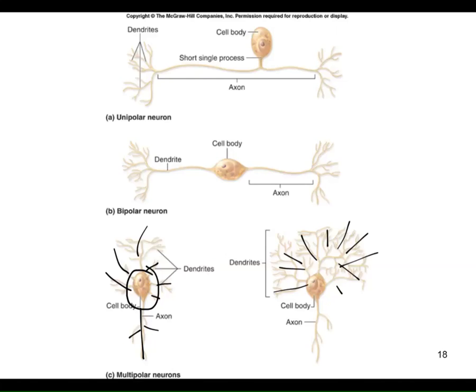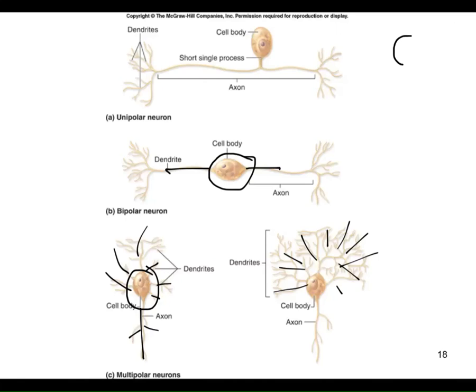In the middle, you have your soma, your cell body. There are two processes. One's dendrite, one's axon. Simple enough, bipolar. Not going to be dealing with them this semester, but that's what it would look like, right? Two poles, bipolar.